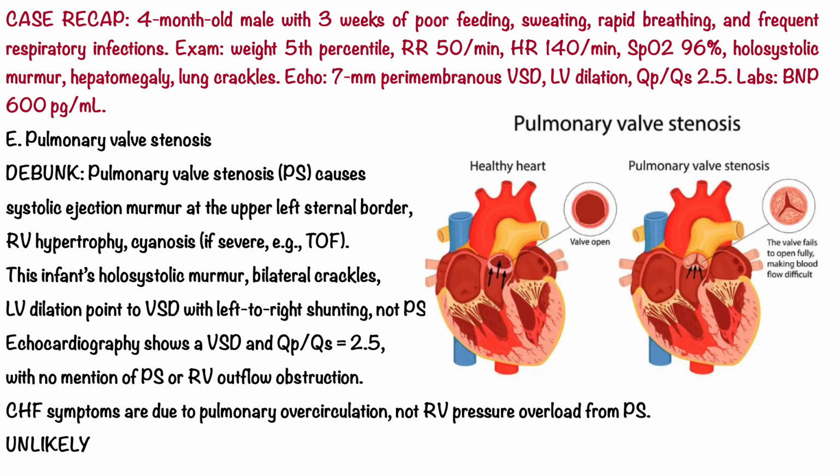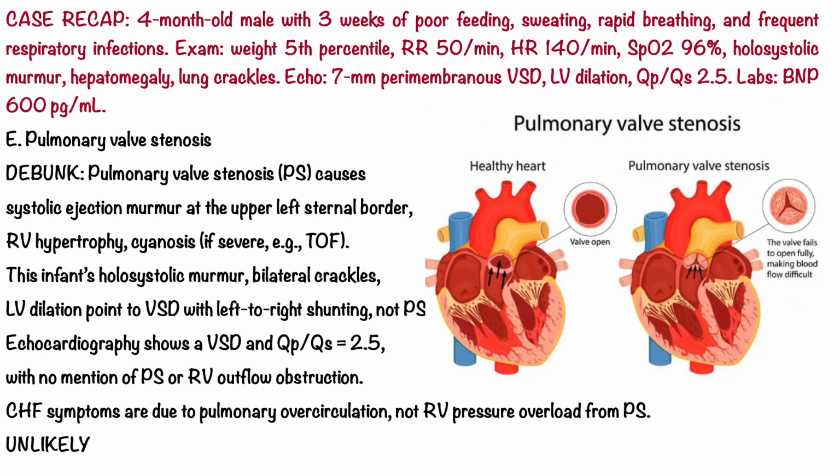The fifth option we have in here is pulmonary valve stenosis. Pulmonary valve stenosis causes a systolic ejection murmur at the upper left sternal border, right? So you have to understand the reason why it is heard in the upper left sternal border. For that, you have to study the anatomy. This is homework for you. And in right ventricular hypertrophy there is cyanosis if severe, like in tetralogy of Fallot. This infant's holosystolic murmur, bilateral crackles, and LV dilation point to VSD with left to right shunting, not pulmonary valve stenosis. Echocardiography also shows VSD and QP by QS 2.5 with no mention of pulmonary stenosis or right ventricular outflow obstruction.